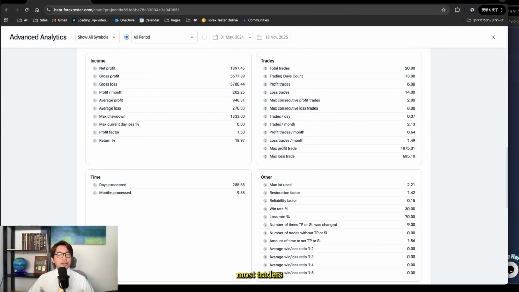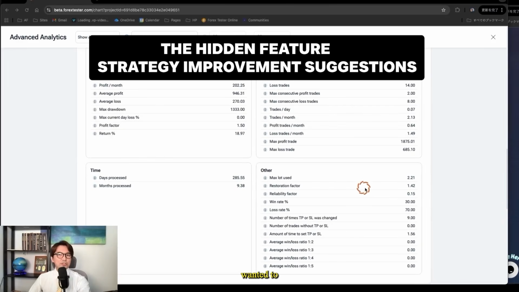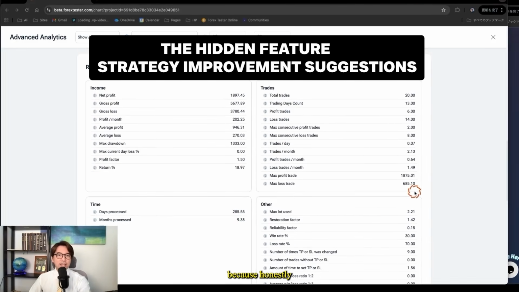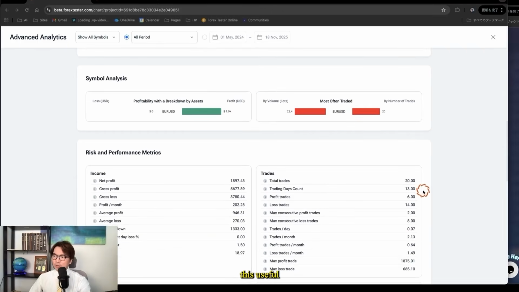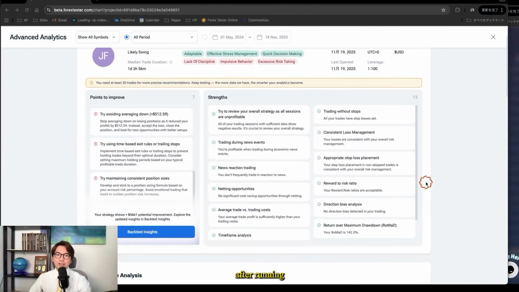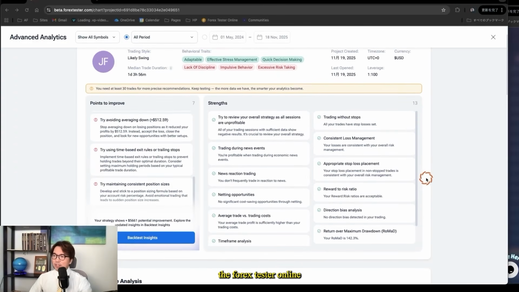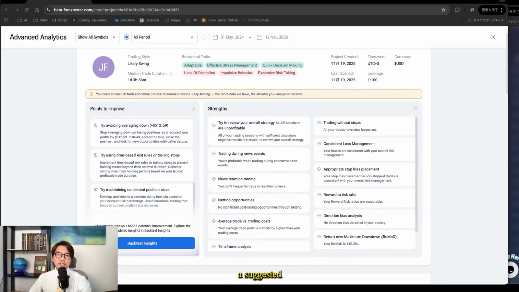This is where most traders give up. But professional traders go deeper. So I opened the Forex Tester Online analysis panel, and this is where things got interesting. This is a feature I wanted to highlight today because honestly, I didn't expect it to be this useful. After running the first backtest, Forex Tester Online suggested multiple improvement areas. It says points to improve, and there are actually 7 areas I can improve.